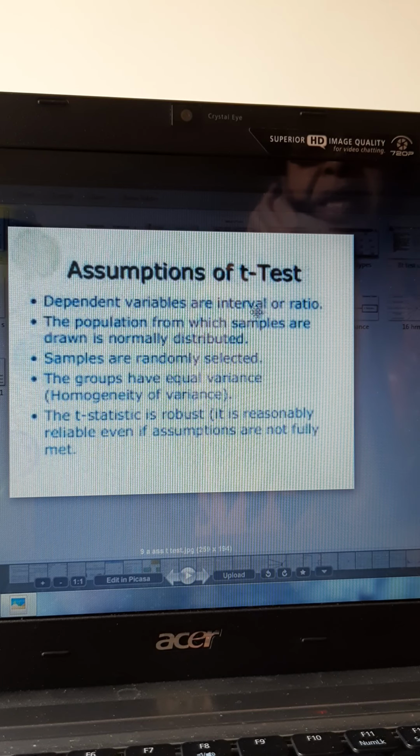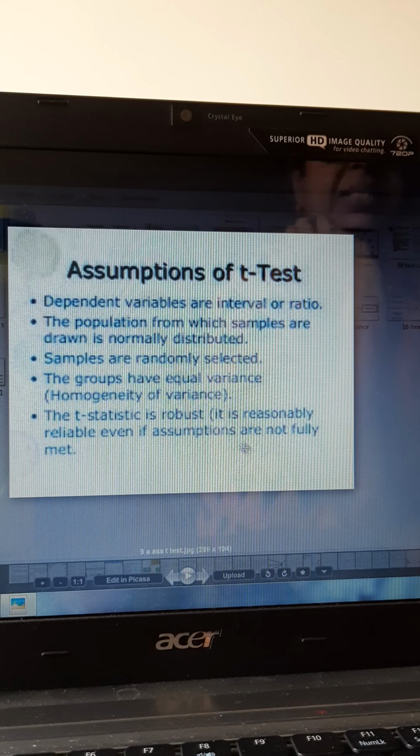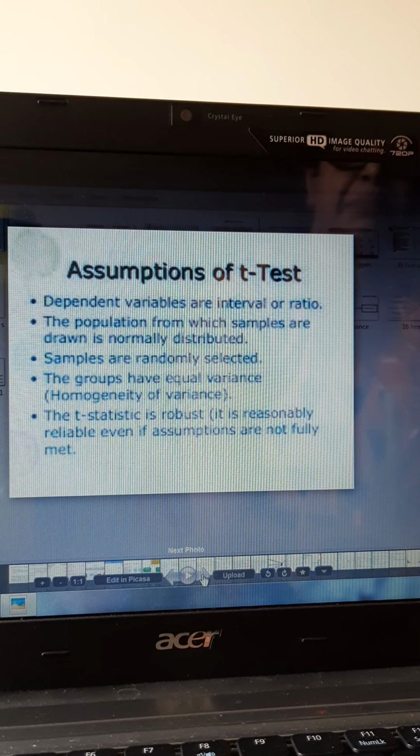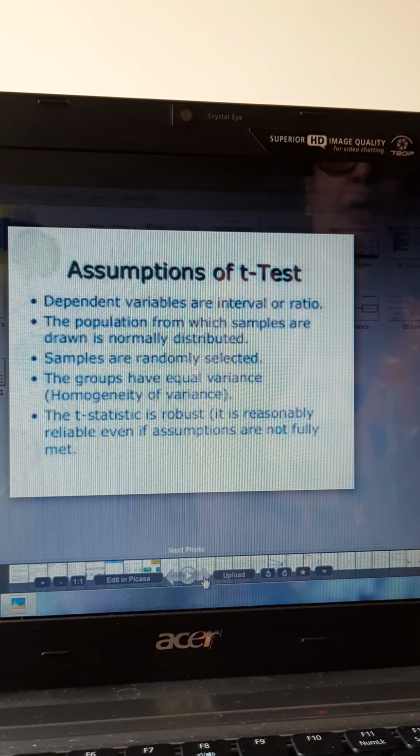So dependent variables are interval scale or ratio scale, and the independent variable can be anything. It can be a nominal scale or ordinal scale, no problem. The population from which the sample is drawn is normally distributed. The sample is randomly selected. The groups have equal variance, and the t-statistic is robust. The t-statistic is a simple but very good statistical tool.